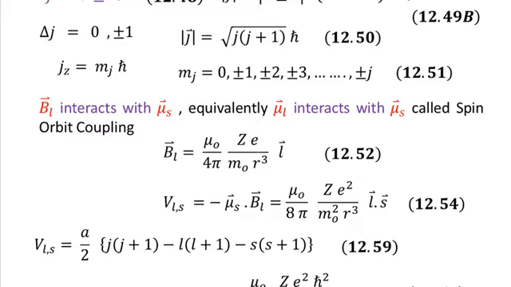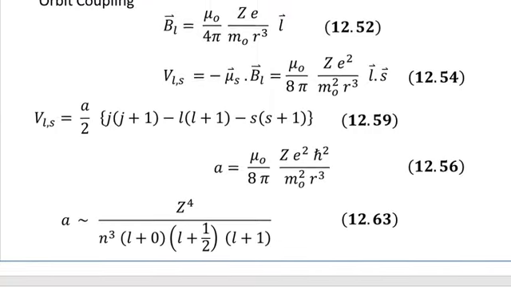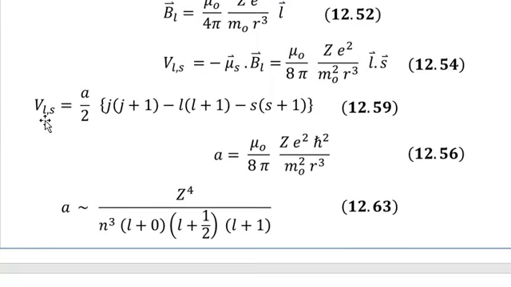The value of the expression in equation number 54 was then modified in terms of the quantum numbers. VLS will be equal to A over 2, and within the curly bracket we have J into J plus 1 minus L into L plus 1 minus S into S plus 1, as shown in equation number 59. This expression of VLS is in terms of the quantum numbers, where J is the total quantum number of the atom, L is the orbital quantum number, and S is the spin quantum number.